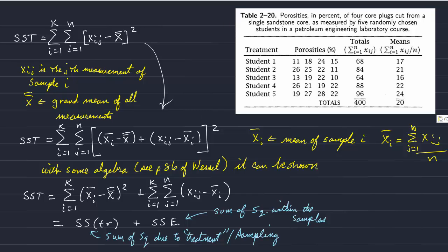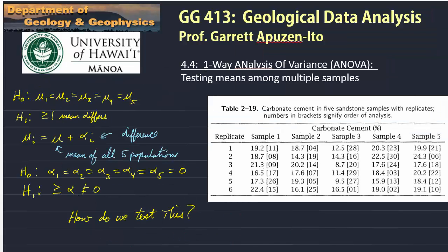So I'm going to go ahead and wrap up this discussion of one-way ANOVA applied to testing among means of multiple sampled populations.